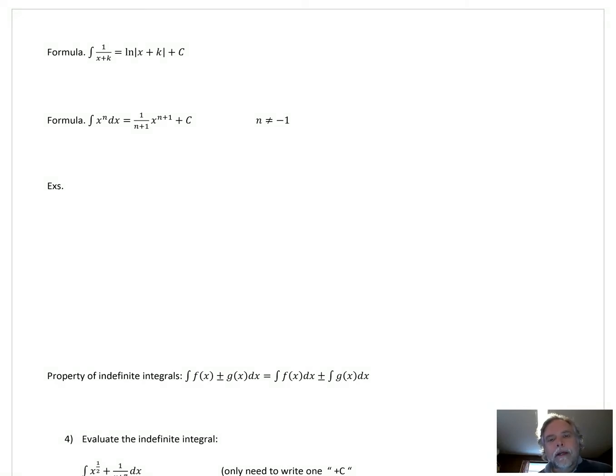Okay, this is the third page of notes for week 11. And we're talking about antiderivatives, also known as indefinite integrals.